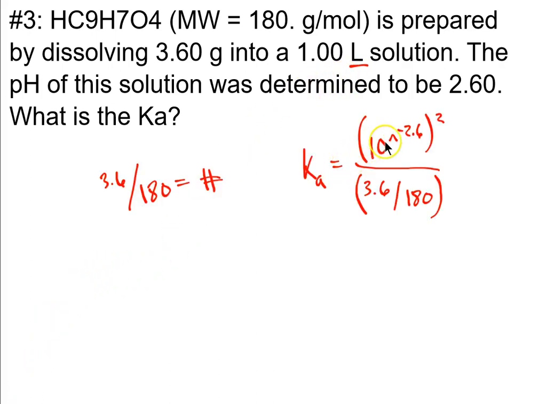Just wrote out all the parts. 10 raised to the negative 2.6 squared over 3.6 divided by 180. And hopefully that all calculates to be correct. So what do we get for that? Negative what? 4. Okay. Everyone okay with that?